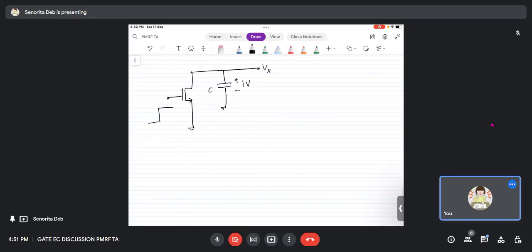So we are giving a step voltage which is varying from 0 to 3 volts. So at t equals 0, it has become 3 volts. And the capacitor is already charged with 1 volt.